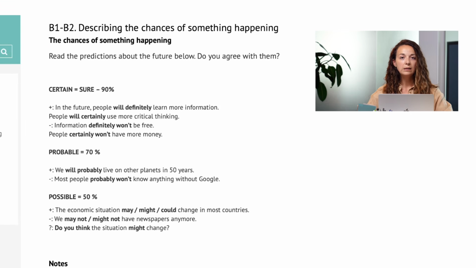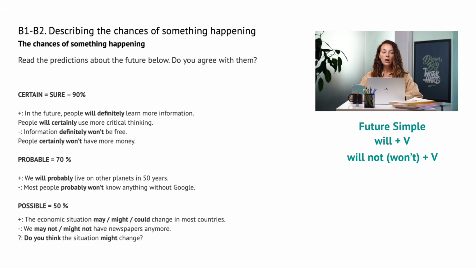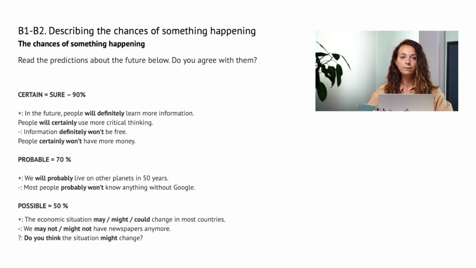When we want to predict some events in the future based on our own opinion, we usually use future simple, will plus verb, for affirmative sentences and will not, won't plus verb for negative sentences. But it doesn't really show how sure you are in your predictions. That's where adverbs of probability come in handy. By using the right adverb, we can control the level of being sure or not sure in something. Let's look at the chart.